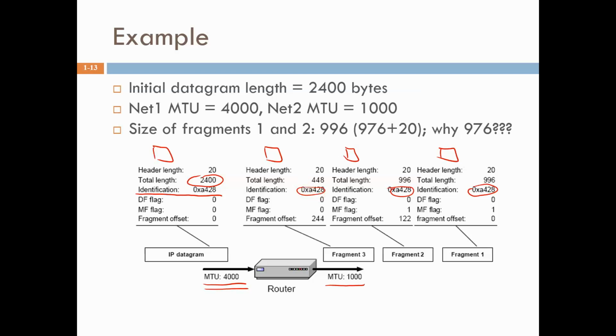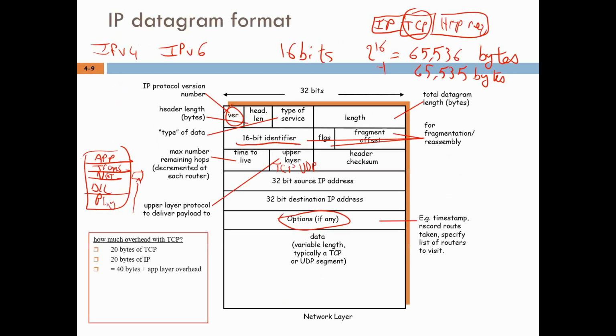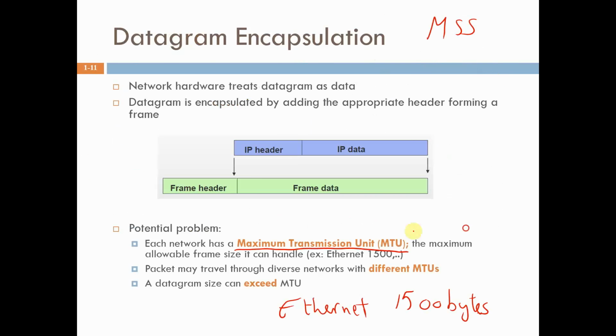So if the receiver receives these 3 fragments, it will know that they belong together because all of them are carrying the same identifier. If it were a new packet, it would carry a new identifier. It will be, for example, numbered 429. So the receiver would know that this is a different packet. Okay. How would it then reorder them? Through something in the header, that is the fragment offset, in addition to the flags.